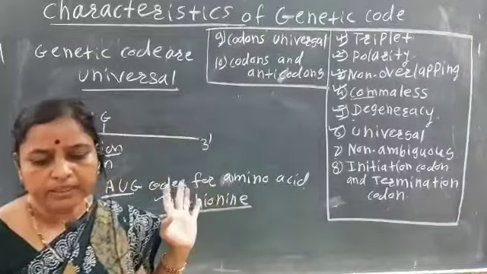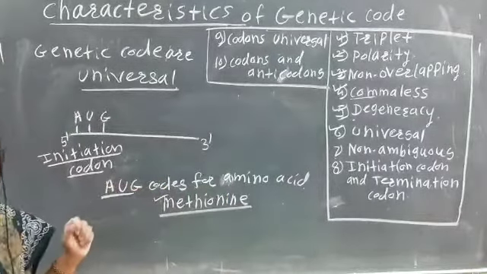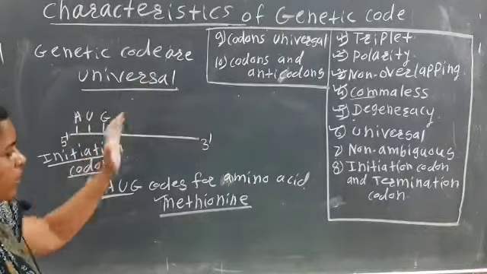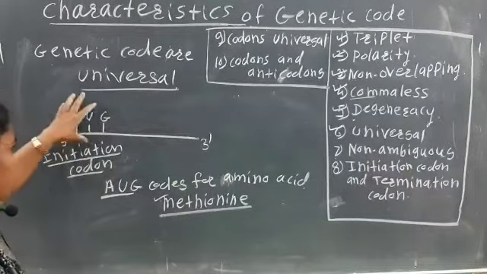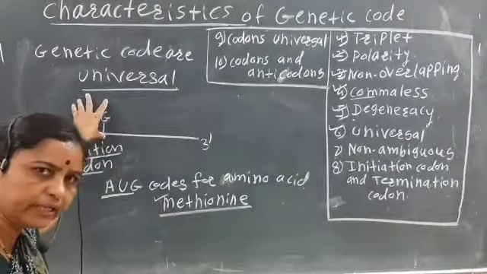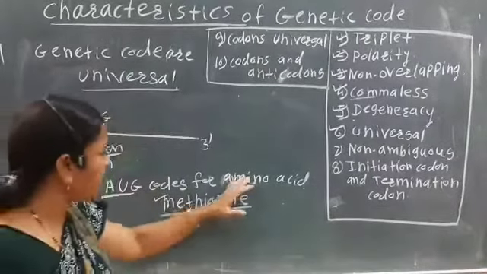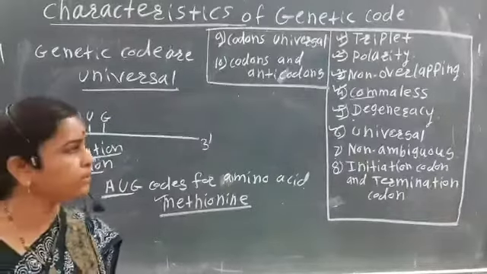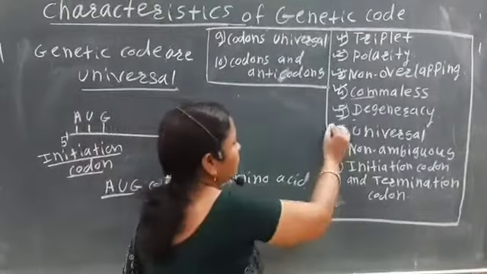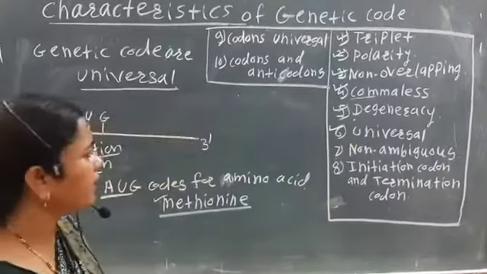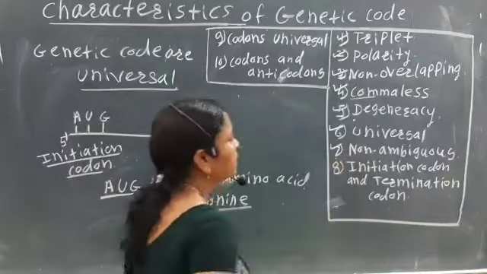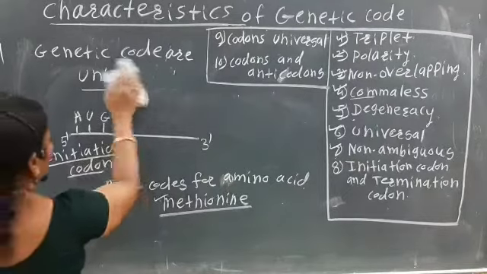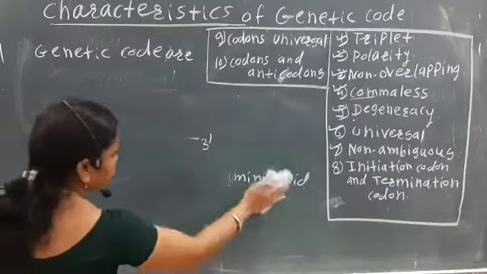So here the genetic codes are universal. Okay, so being universal, in all organisms the initiation codon AUG codes for the amino acid, that is only methionine. Okay, then so it is about the genetic code being universal. Then the next characteristic, that is the genetic code is non-ambiguous.